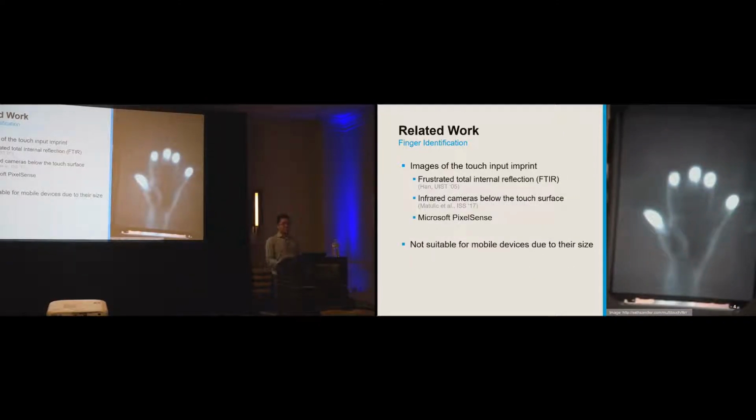Instead of using external sensors, some touch sensing technologies provide a high-resolution touch image. The image here on the right shows an example for touch sensors, which is based on frustrated total internal reflection. With such an image, computer vision-based approaches could determine the position of each finger, for example, with template matching. However, these sensors are not available for smaller mobile devices because of their size and also because of their immobile setup.